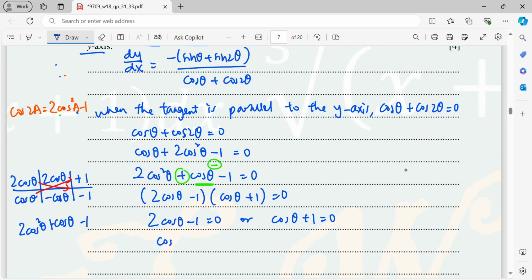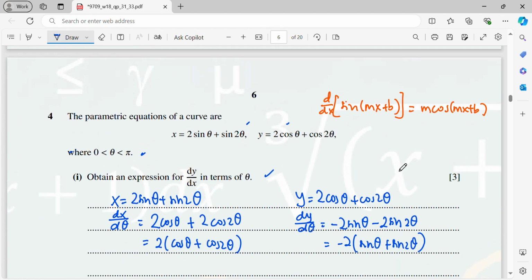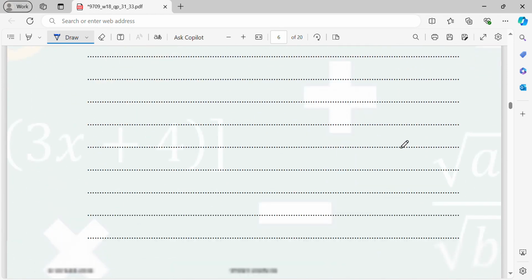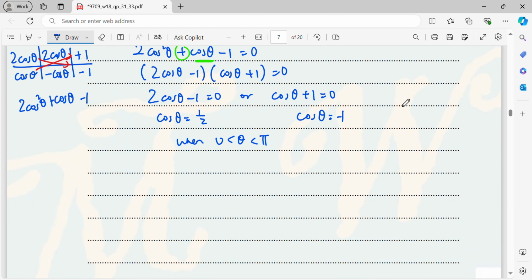Which means either cos theta is half or cos theta is minus 1. Okay, let's look at the previous question. Given that theta is between 0 and pi, that means this is in the first two quadrants. So, cos theta equals to half.